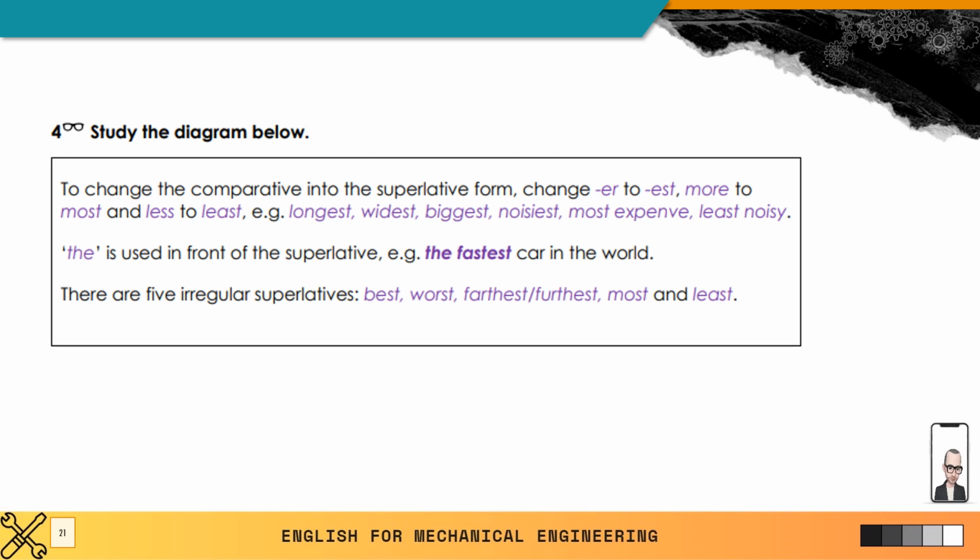Okay, now when you talk about superlatives, you're talking about the number one. The number one of whatever you are comparing. So the noisiest, the biggest, the most expensive, the least noisy, the fastest, and so on. Spelling rules will be the same, but instead of more, we will use most, and instead of er, we will add est at the end of the root word.